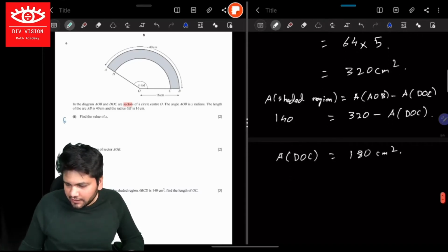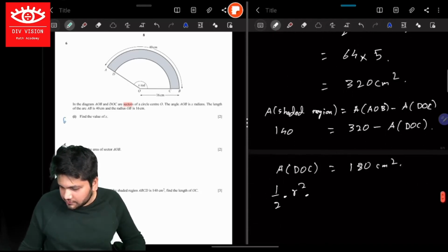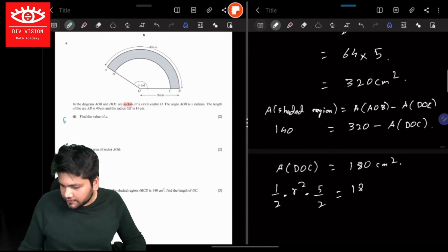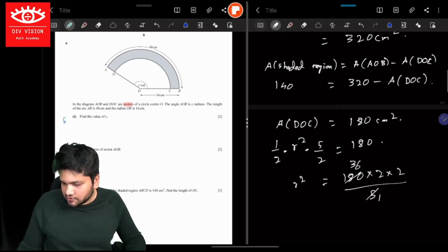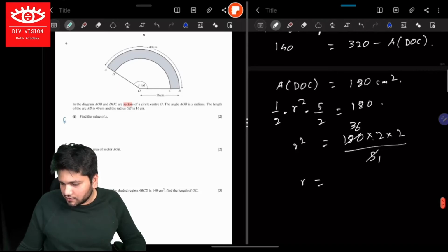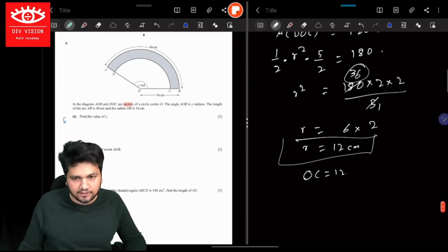Now of course we can put the formula and also we know the angle as well. So we will just put it. So it's going to be half into r square. R square is what we need to find. So half into r square into theta, which is 5 by 2, is equals to 180. So r square is going to be 180 times 2 upon 5, and this is going to be 36. So at the end r is going to be square root of 36 into 2 into 2, which is nothing but square root of 36 is 6 into square root of 2 into 2, which is 2. So the answer is 12 centimeters. That's going to be the radius or the length of OC. So OC is basically 12 centimeters.